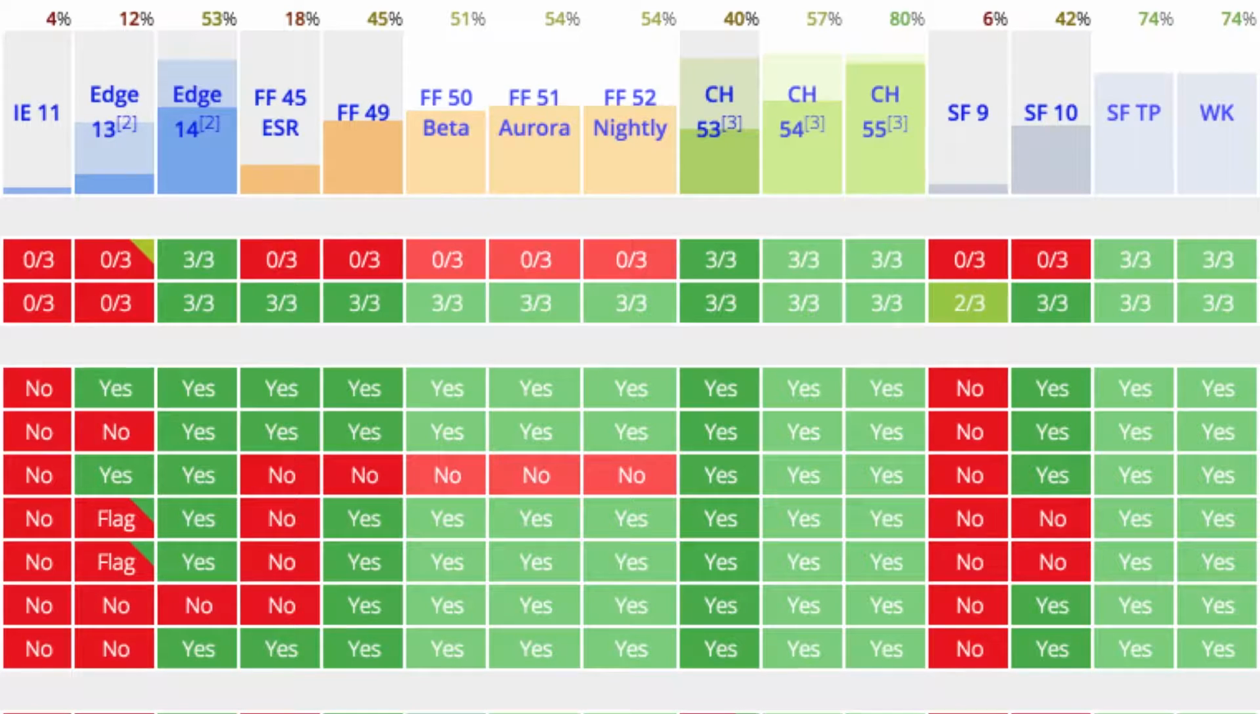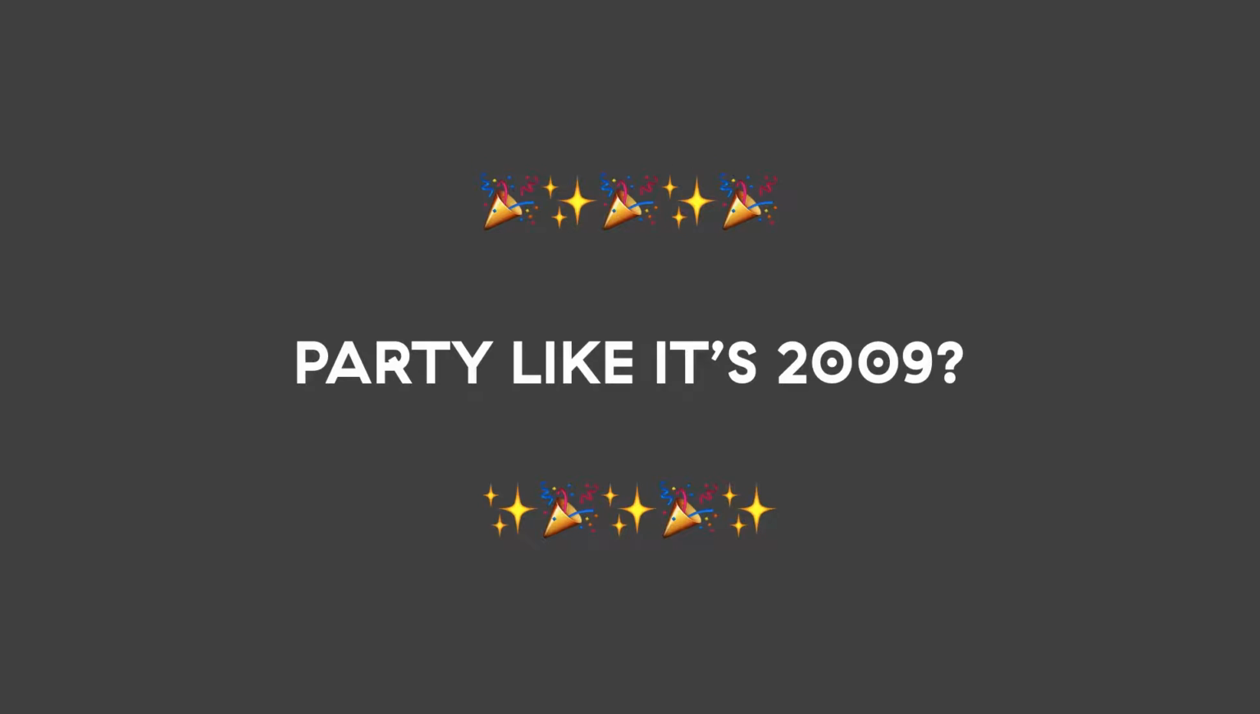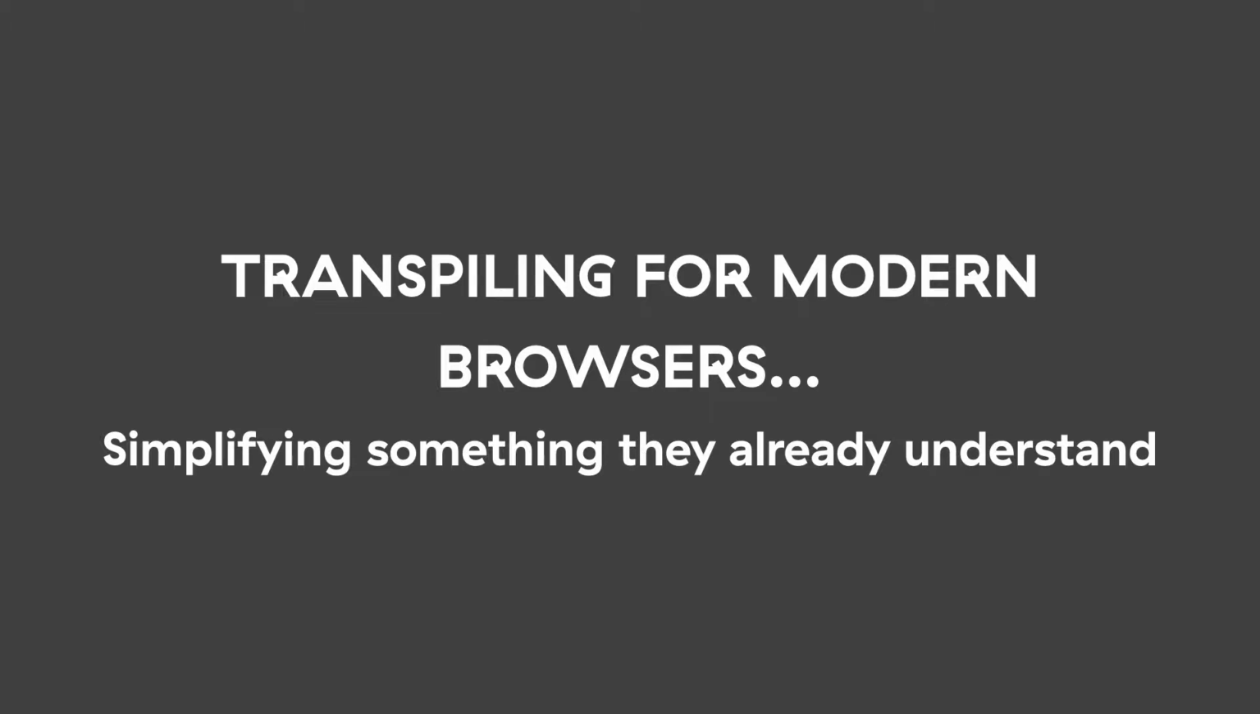So if all our browsers have support for everything now, why are we still developing like it's 2009? Well, because we're transpiling our code and making it work on all browsers because of some browsers that are worse.